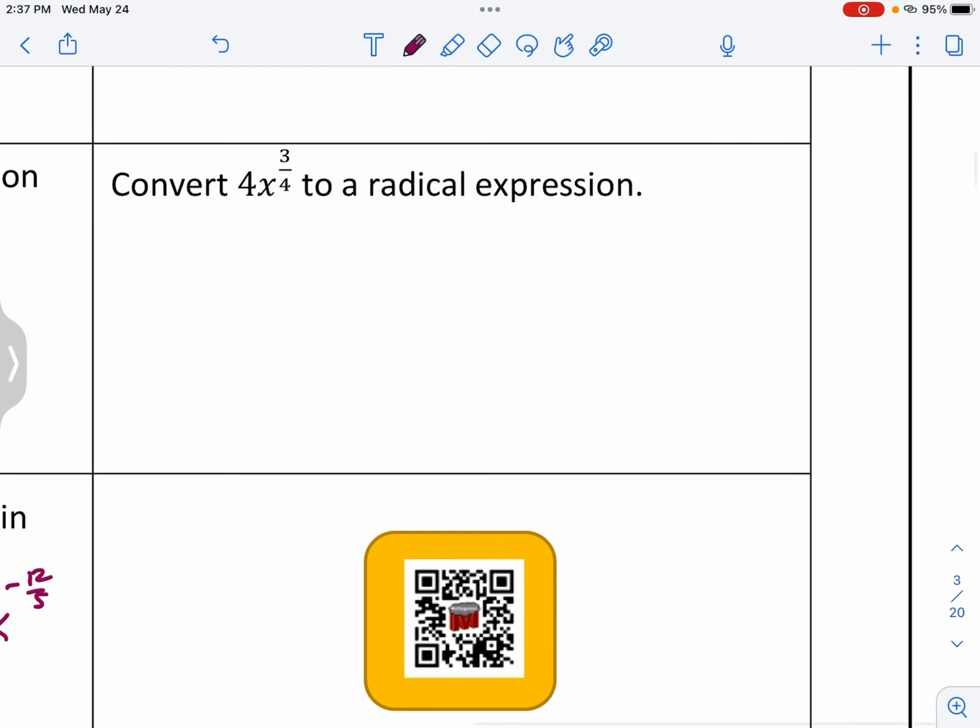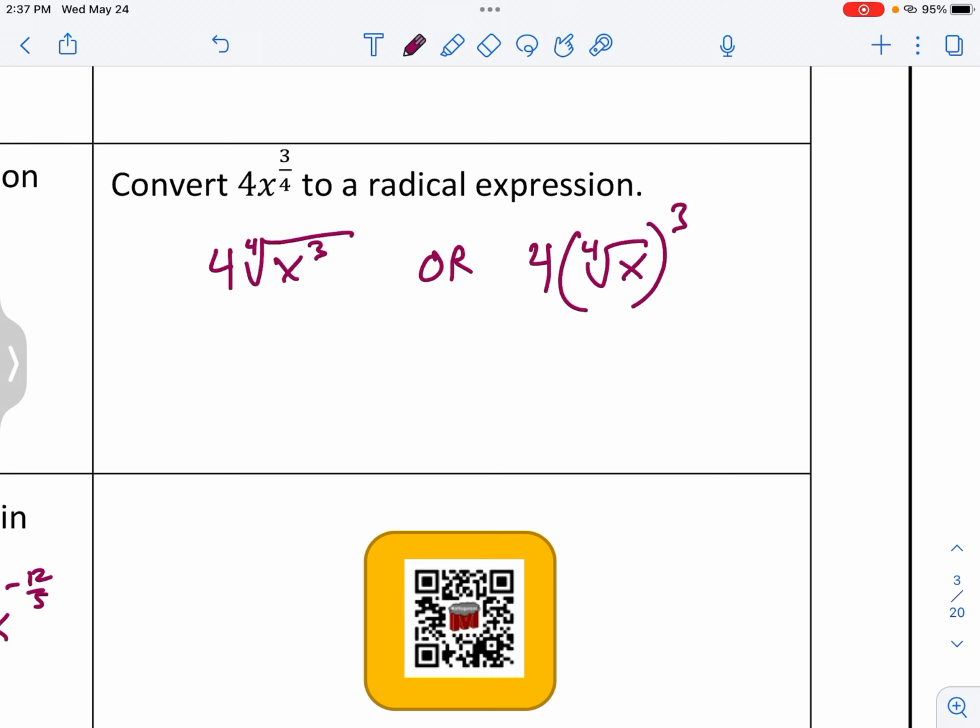And then finally, 4 times x to the 3/4. Notice that the 4 is not part of the power, so the 4 will stay there. And then that x is getting a 4th root raised to the 3rd power. And so that's the way to do that. Or you might see it like this, 4th root of x, all parentheses to the 3rd power. That all means the same thing.